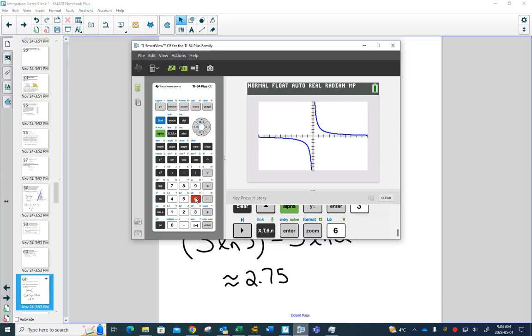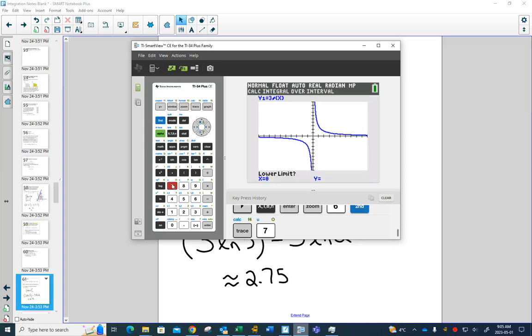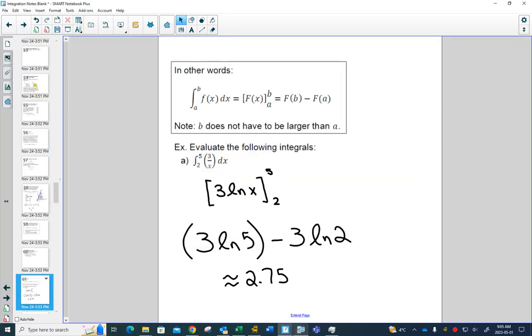On your calculator, above the trace button, if you have a graphing calculator, second calculate, number 7 is an integral, and it says do your lower limit, you can push 2. Do your upper limit, you can push 5. It'll shade that area in for you, and you can see that it gives you the exact same value that we got.